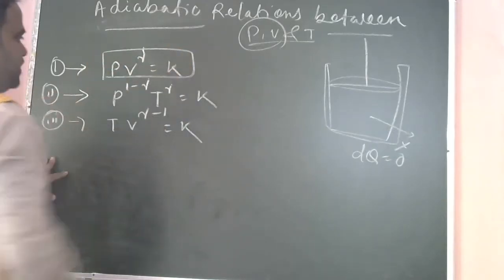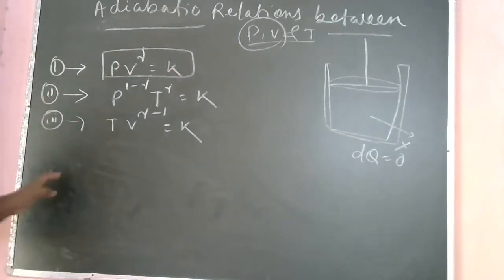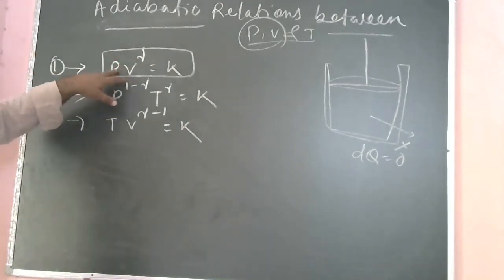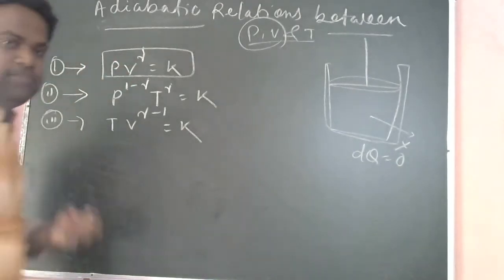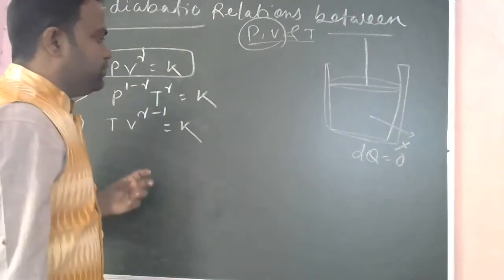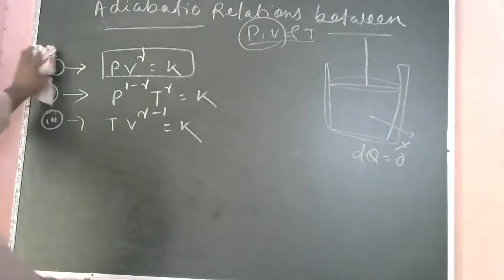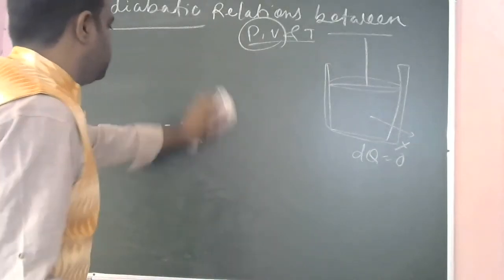The first one we'll derive is PV to the power gamma is equal to constant, in the beginning. So the first relationship is the relationship between pressure and volume. So how will we progress? To begin with, we'll start from the first law of thermodynamics.